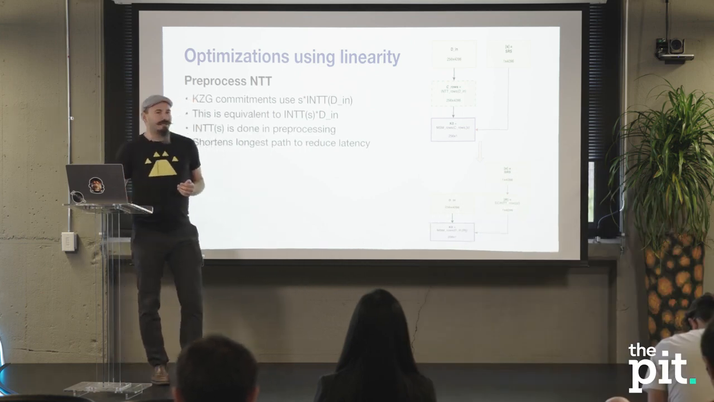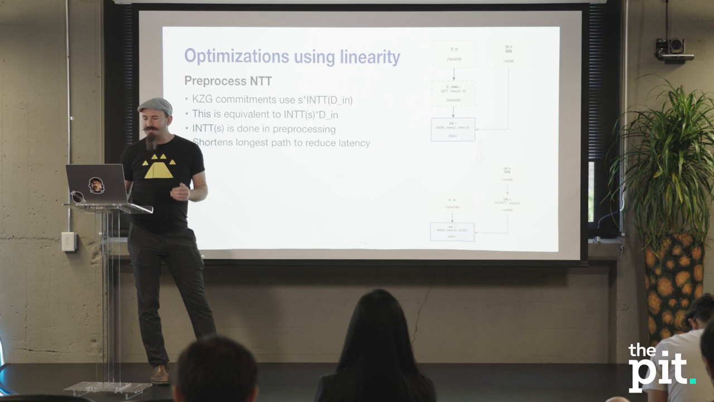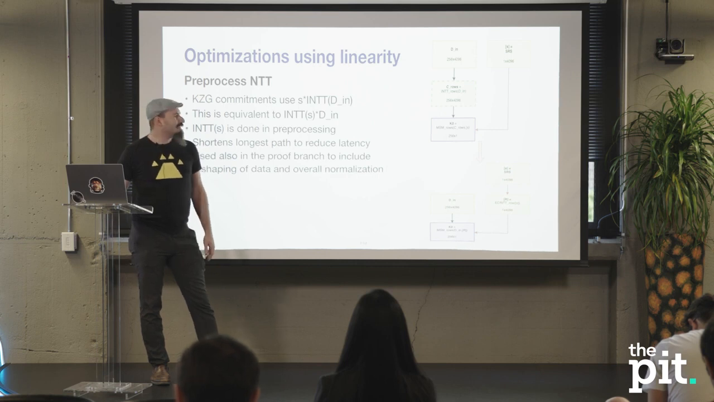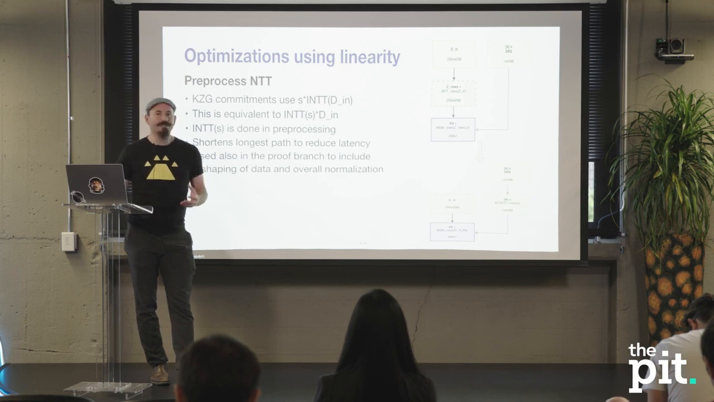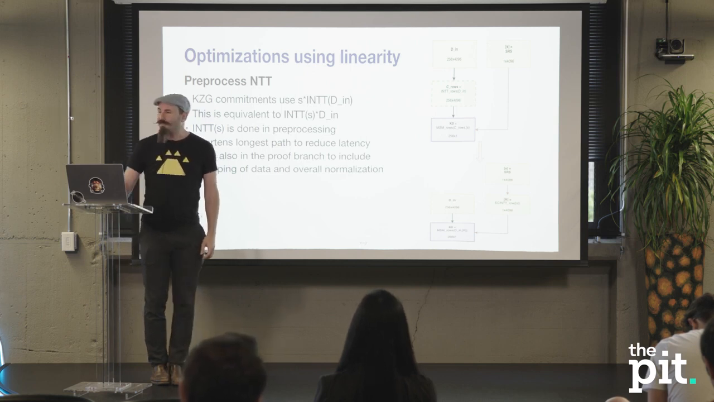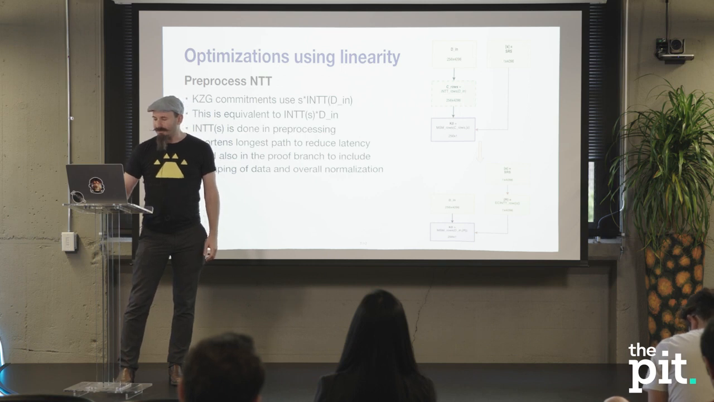So we're reducing this dependency of the commitment branch in the interpolation branch, so now we can do them in parallel. So in total, this method reduces latency, and the exact same idea is also used in the proving branch, and it includes reshaping of the data and overall normalization. So every action that is linear, we can kind of move to the pre-processing and save on multiplications.